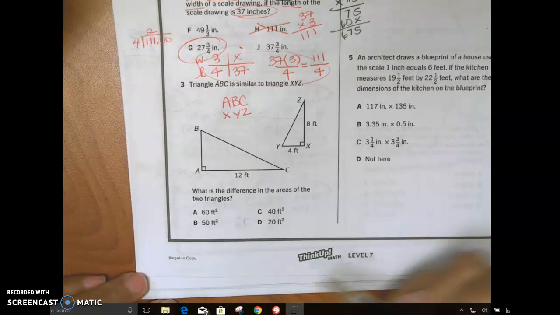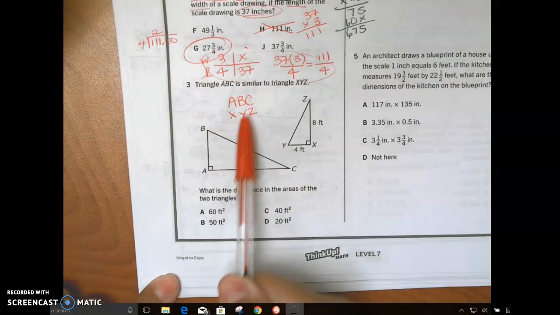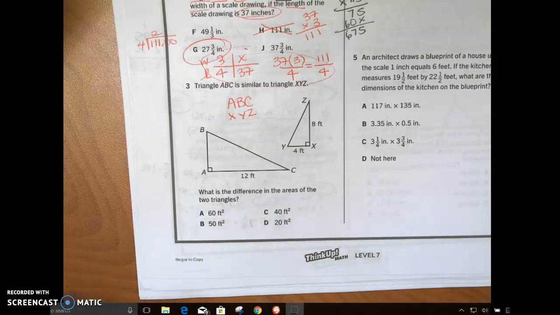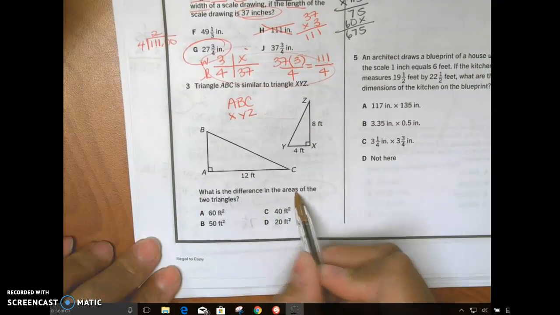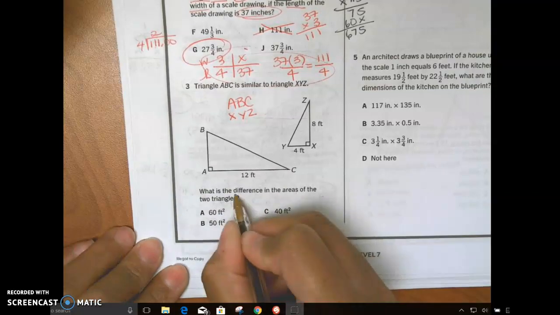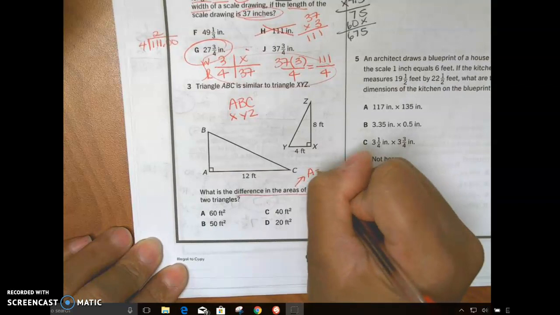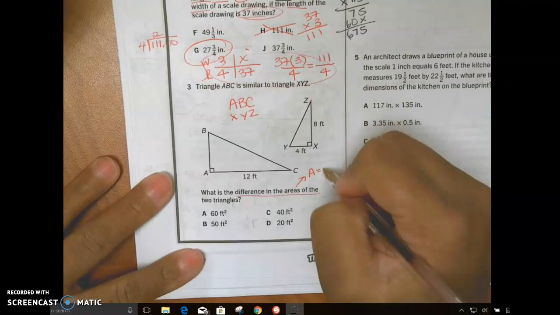I might say yes. A matches who? B matches who? And C matches who? Be careful. What is the difference in areas of the two triangles? How do you find area? Length times width. Remember, we're not doing length and width anymore. We're doing base and height, and then it's a triangle. So what do I do? Base times height divided by 2.